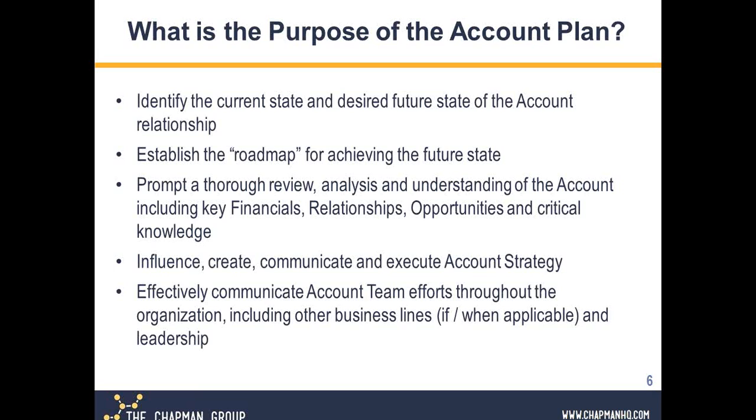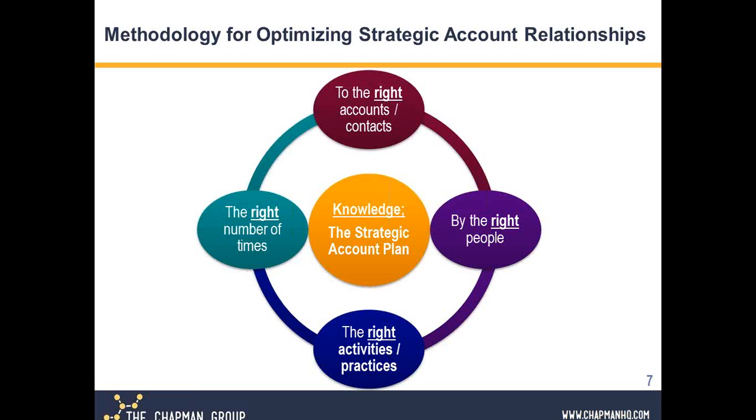Another important grounding principle here as we move into the plan itself is the methodology. We like to keep it into 4 critical buckets, because account management is not complicated. If we just think about that, we want to do this to the right accounts and contacts. We want to make sure we got the right team members. We want to make sure those team members are doing the right activities and practices, and make sure that they're doing them the right number of times. And if we execute to that, we should document that in our strategic account plan.